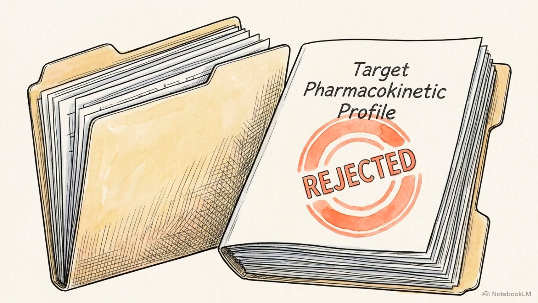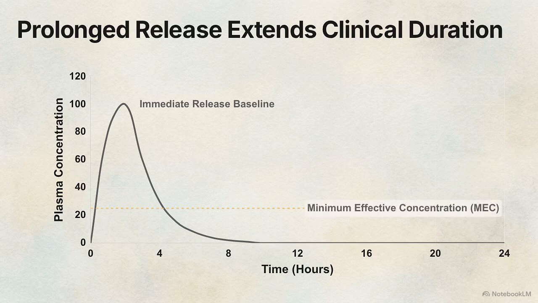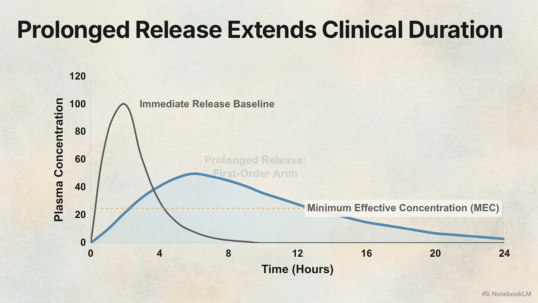To understand why these submissions fail, we need to look at the precise mathematical targets required by each system, starting with prolonged release. This chart displays a typical prolonged release pharmacokinetic curve against our immediate release baseline. Notice the slower rise, the lower Cmax, and the extended tail stretching out above the minimum effective concentration line. The arched shape of this curve indicates it is utilizing first-order-like release kinetics.